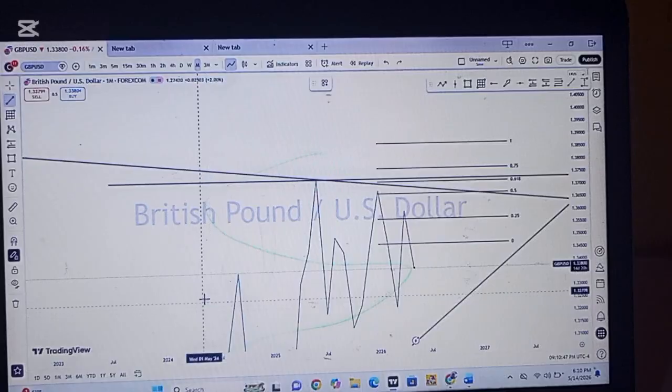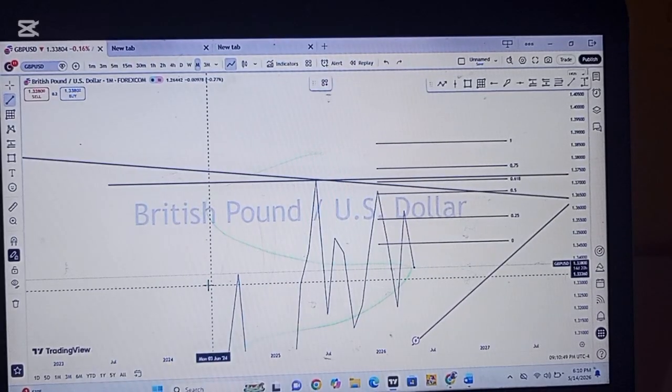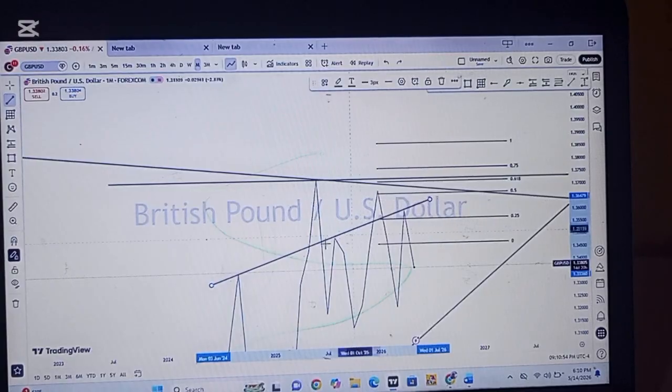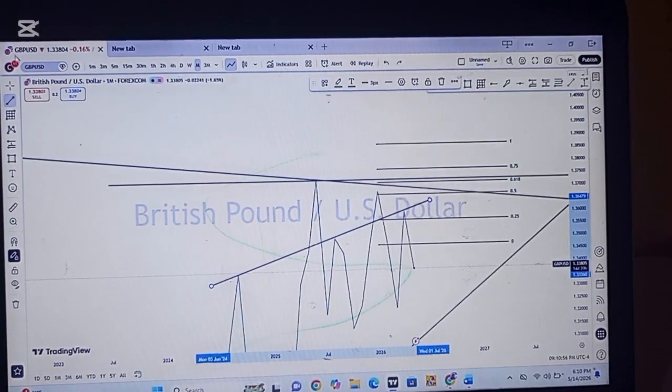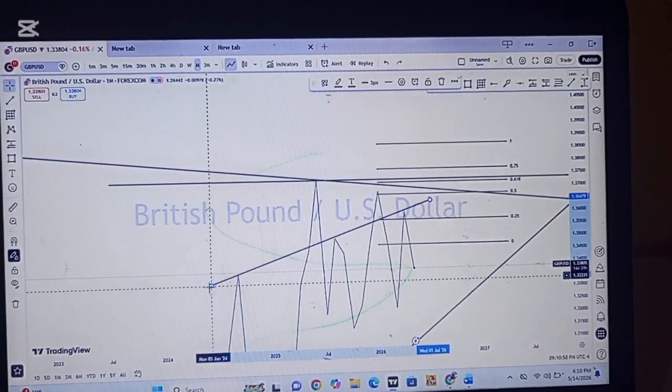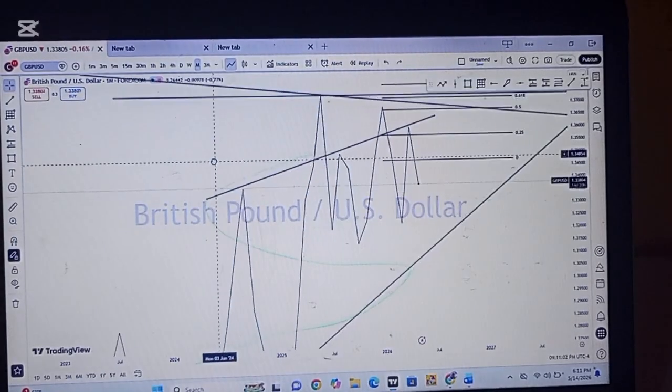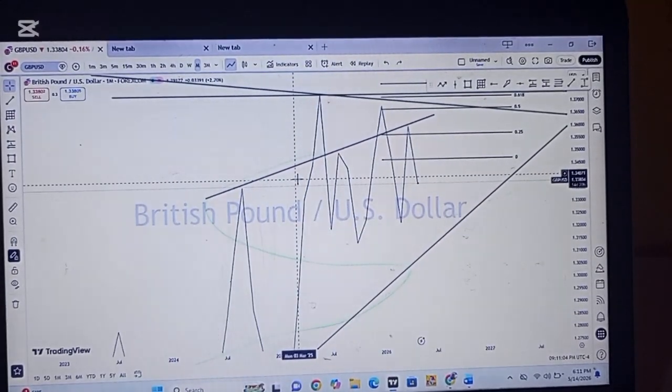We also have a trend line resistance on 1 month. Here it is. That's a trend line resistance. That was the most accurate key level there. That was a trend line resistance on the 1 month. So the concept is simple.